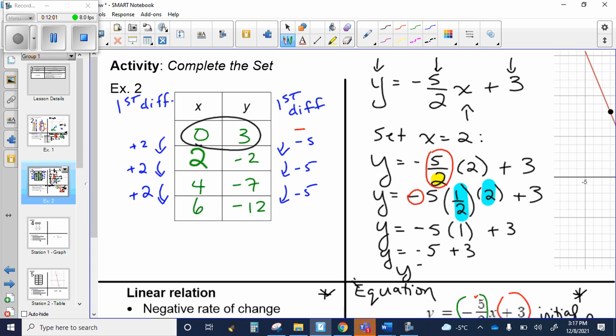So y is -2. So what does that mean? Well, it means that positive 2 for x and -2 for y is a point on the graph. It means that x equals 2 works or satisfies the equation. And it also means that this should be in our table. And if we follow it through, yeah, it is. It's right there.